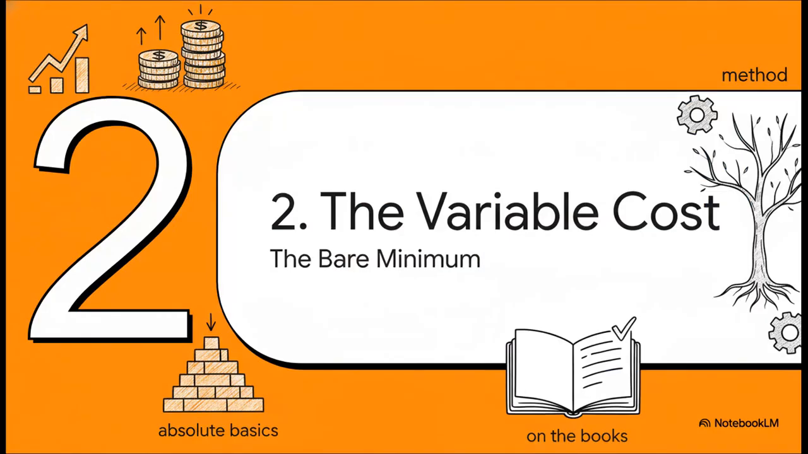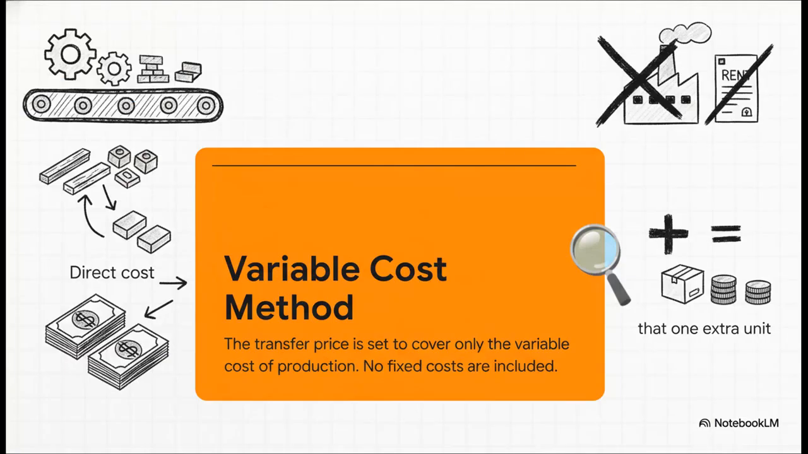Okay, let's talk about our first method. It's the simplest one on the books, the variable cost method. Think of this as setting the transfer price at the absolute bare minimum it takes to produce the item. So, with this method, the price is set to cover only the marginal cost of production. We're talking direct materials, direct labor, any variable overheads. That's it. All those big fixed costs like rent and salaries, they are completely left out of the picture.